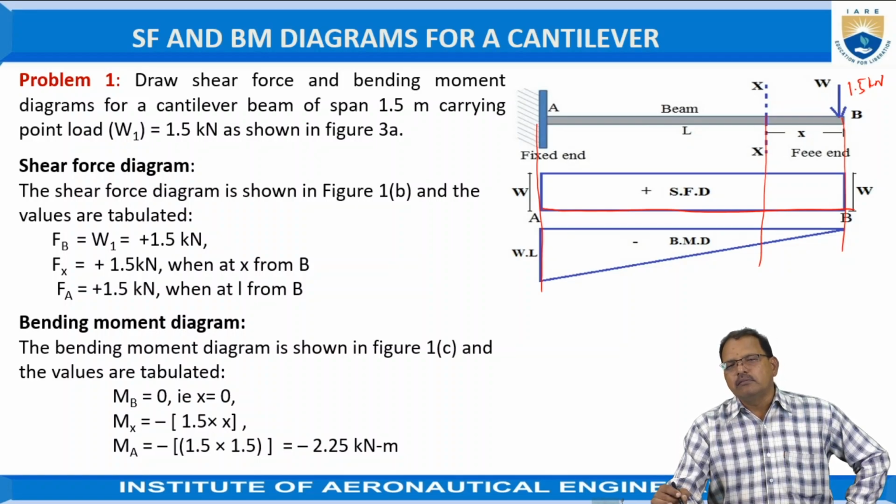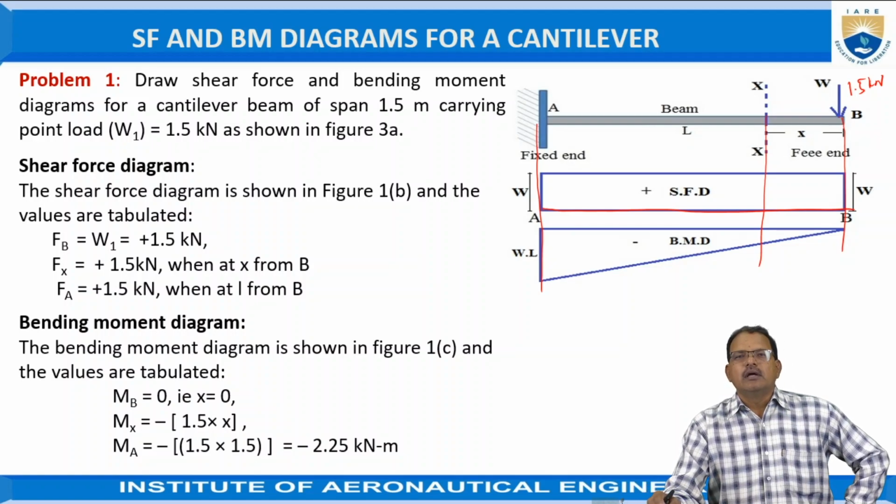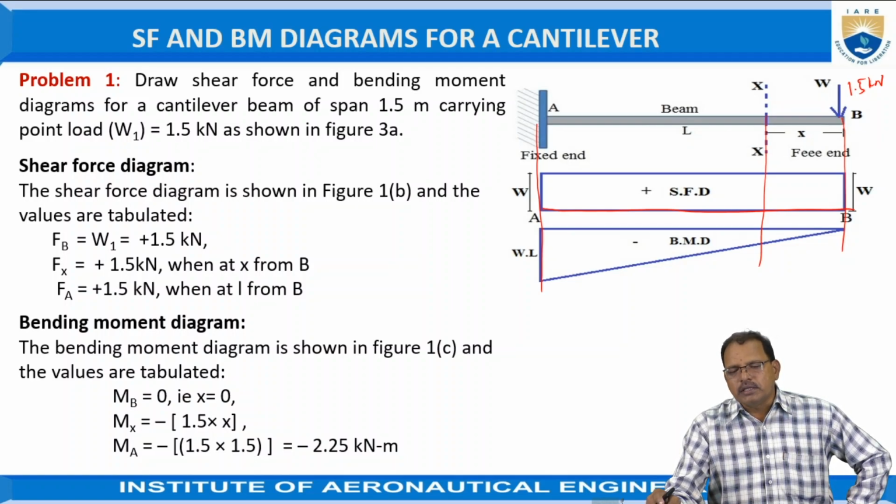From B, nothing but the W force is acting in the downward direction, a positive force. So represent that value, which is 1.5 kilonewtons. According to the scale, better to take 1 kilonewton equal to 10 mm. So 15 mm, just draw the vertical line now. Here it is represented now.